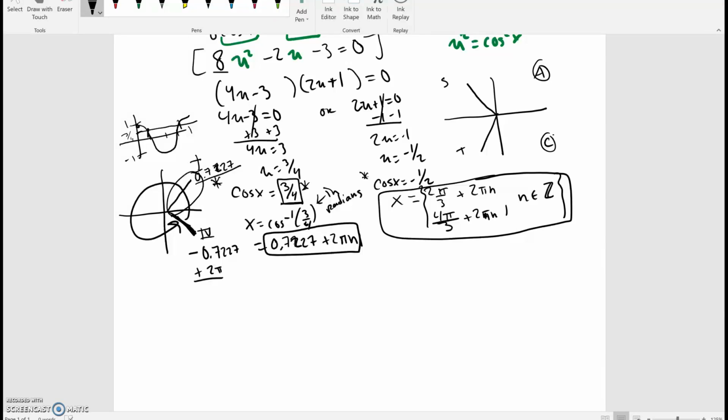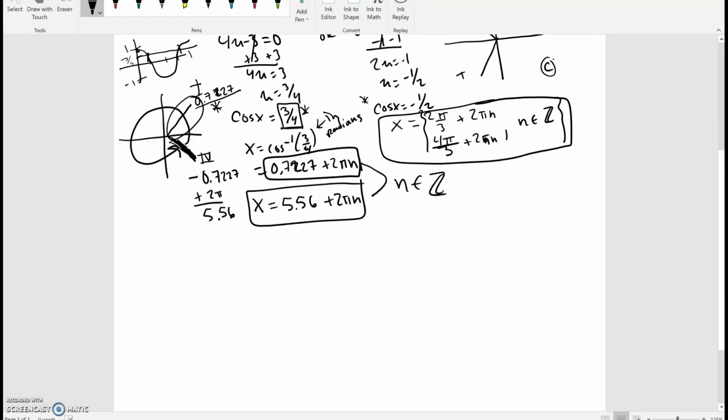When you add that, what you're going to get is approximately 5.56. So this one is 5.56. So the other point is 5.56 plus 2 pi n. And here, remember that n is also an integer. Okay, so we have that. So these are all the solutions that we have. Now, it's a lot, but it's doable.